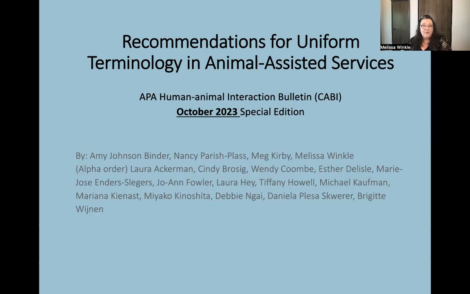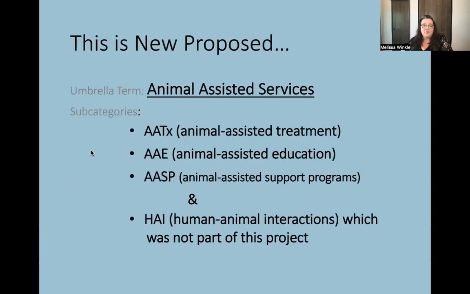This article will be newly published in October of 2023. It's a special edition put out by the American Psychological Association Human-Animal Interaction Bulletin. So I'm certain that we will end up sending all of that to all of you to read. The new proposed terminology changes that umbrella term of animal-assisted interventions to animal-assisted services. And then the subcategories would be animal-assisted treatment, animal-assisted education, and animal-assisted support programs. And then there are things like human-animal interactions, which were not part of the terminology project.